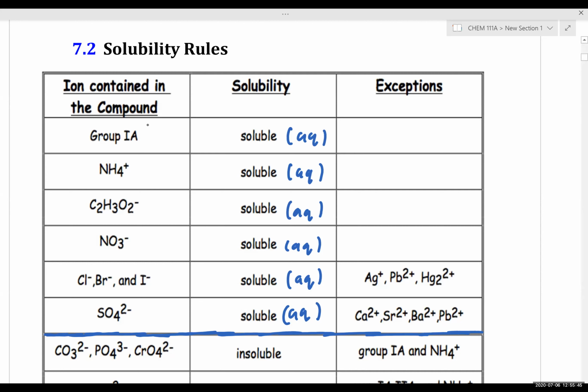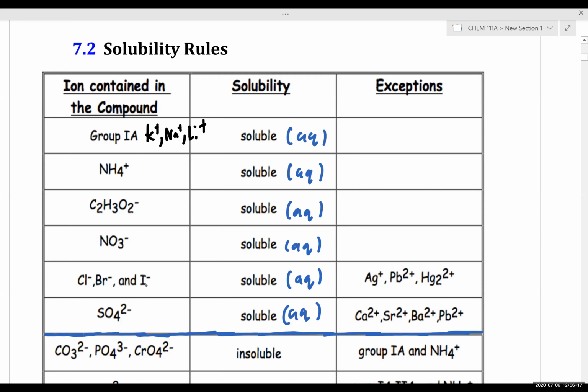Potassium, yep. What else? Sodium, yep. Lithium, okay. So if it has any group 1A cation, then the ionic compound will be soluble. If it has any ammonium cation, it will be soluble. If it has an acetate anion, it is soluble. If it has a nitrate ion, it is soluble.